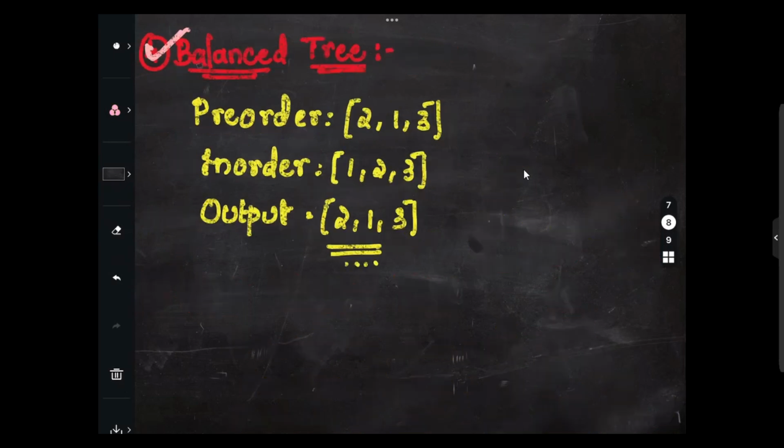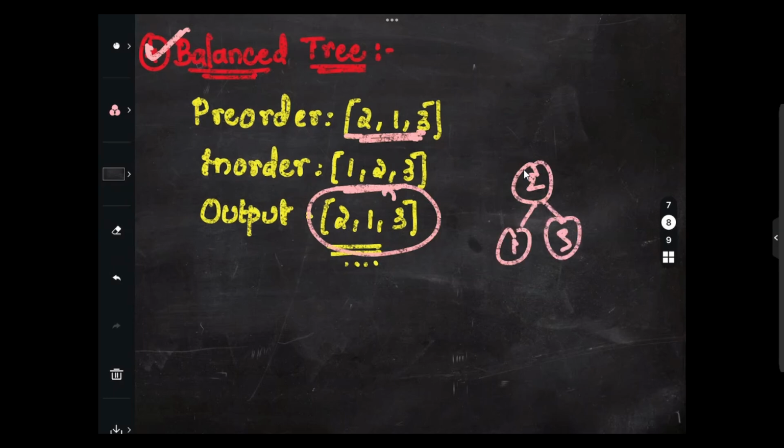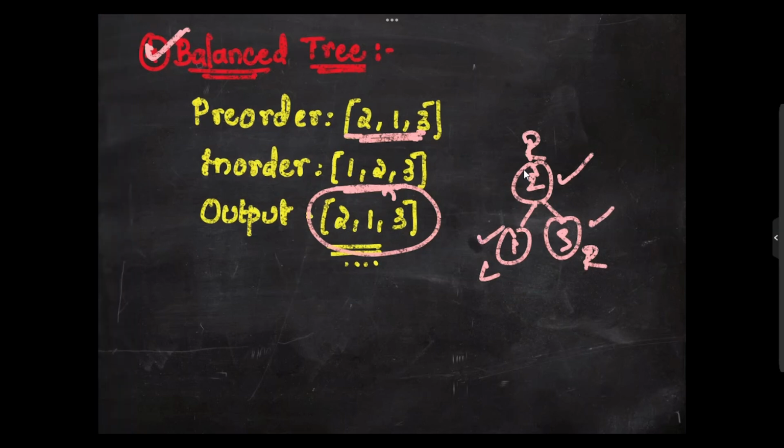So let's move on with the final edge case here, balanced tree. We have the pre-order 2 1 3, in-order 1 2 3, output will be 2 1 3 itself. In-order starts from left, then root and right. For the pre-order it is root, left and right, 2 1 3. For the in-order it is 1 2 3. So output will be quite obviously 2 1 3 itself, and we do not have children for 3 or 1, so we'll stop it here itself.